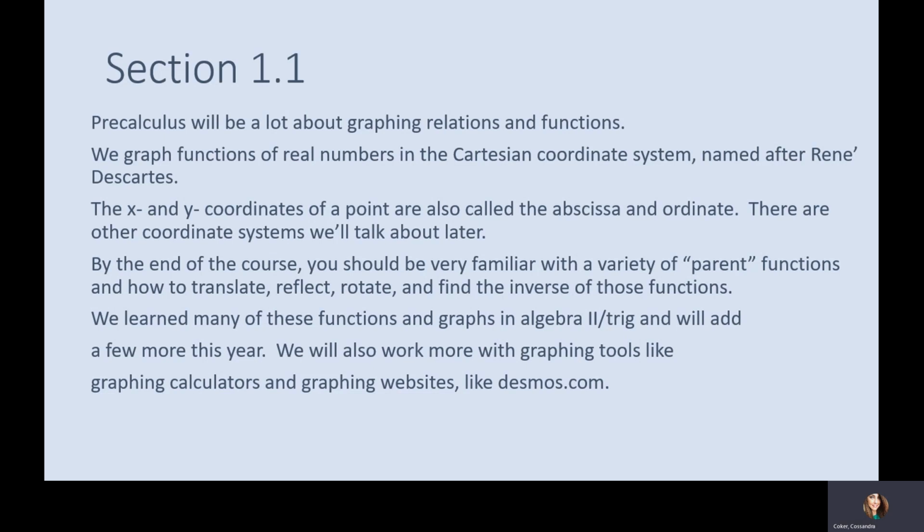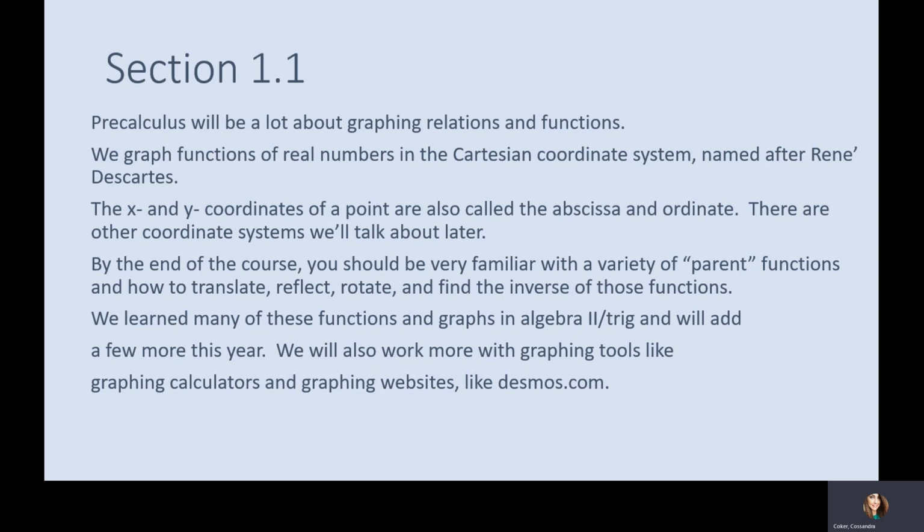The Cartesian coordinate system is named after René Descartes. The x and y coordinates of a point are called the abscissa and ordinate. There are other coordinate systems we'll talk about later on, such as the polar graphing coordinate system, which you've never seen before, and that's later on in chapter 6. Very neat. Those graphs are pretty cool.